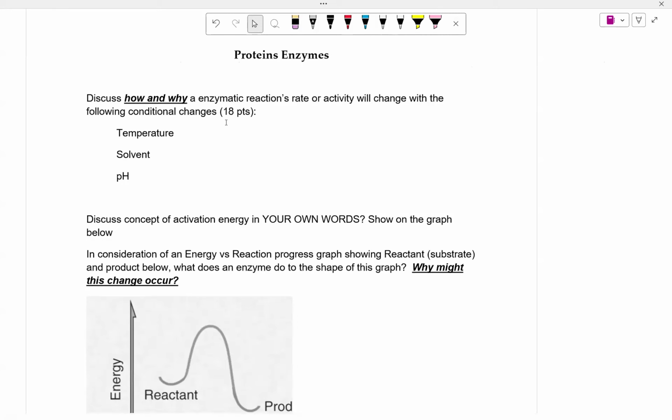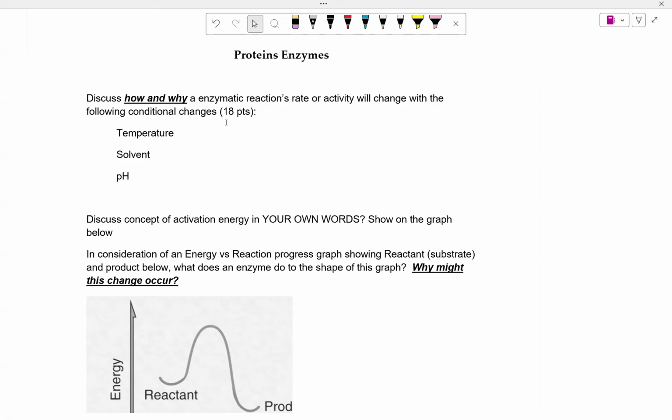Discuss how and why enzymatic reaction rates or activities will change with the following conditions: temperature, solvent, pH. What's the main thing that will change the rate of an enzyme? Temperature is one of them, but why are these three? Why will all three of these affect the rate of a chemical reaction or an enzymatic reaction? What do you think, you guys?